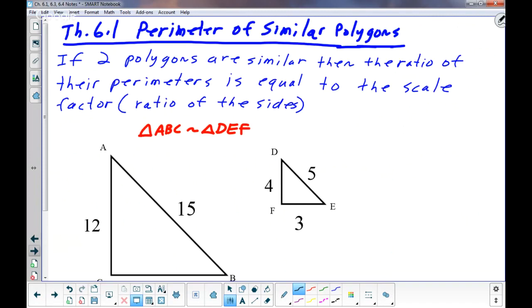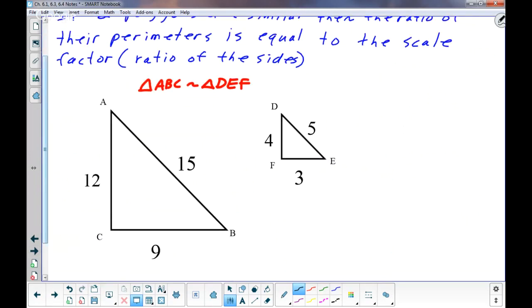All right. So here's the first theorem of this section: perimeter of similar polygons. It tells me if two polygons are similar, then the ratio of the perimeters is equal to the scale factor. Basically saying if they are similar, then the perimeters are also going to have that same ratio. The ratio between the sides is going to be the same as the ratio of the perimeters. And so I give us an example here. ABC is similar to DEF. And we see that AC corresponds to DF, AB corresponds to DE, and CB corresponds to FE.